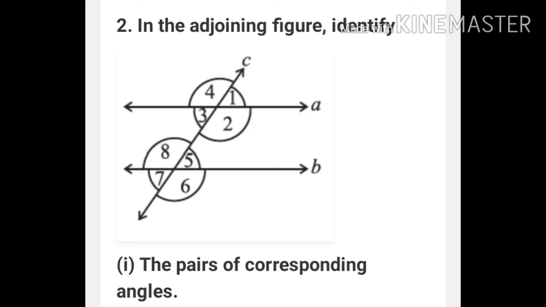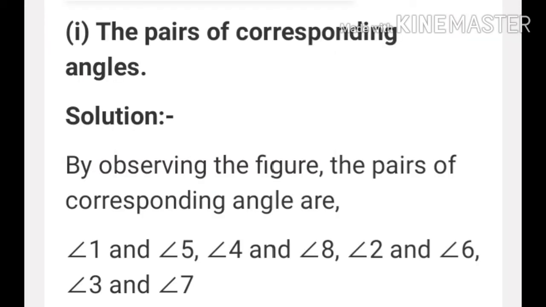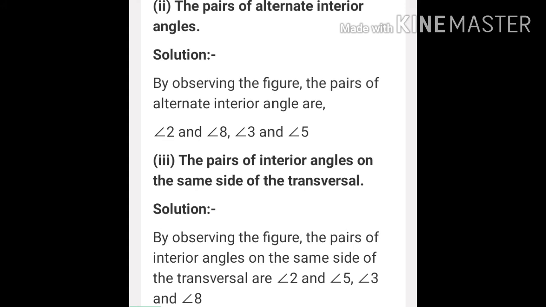Next question says, here are two parallel lines given and 8 angles. So they are saying identify accordingly. Number 1, the pairs of corresponding angles. By observing the figure, the pair of corresponding angles are 1 and 5, 4 and 8, angle 2 and 6, and angle 3 and 7. Children, make the symbol of angle very clearly and draw the figures in all the questions.